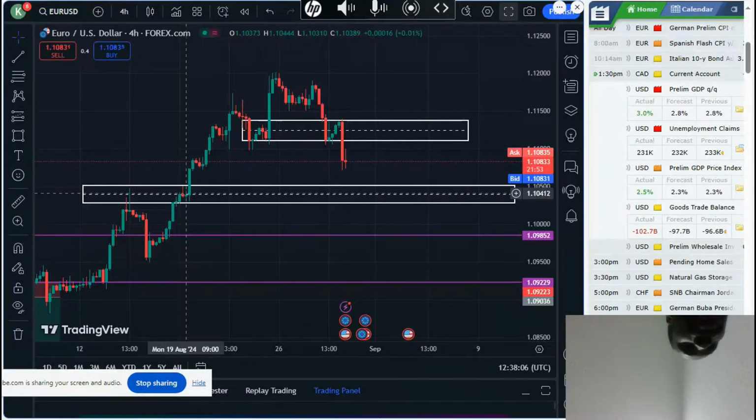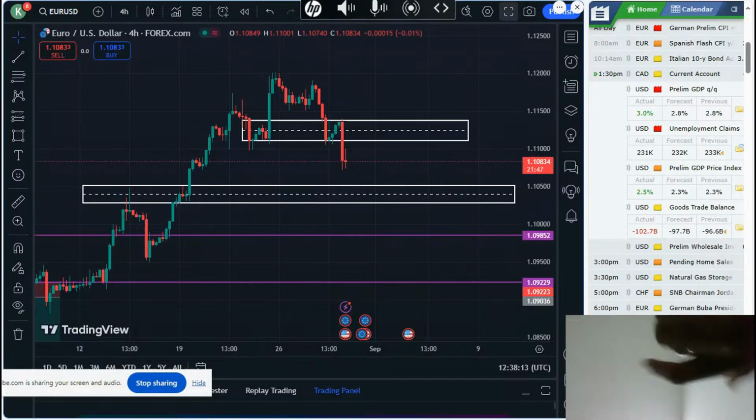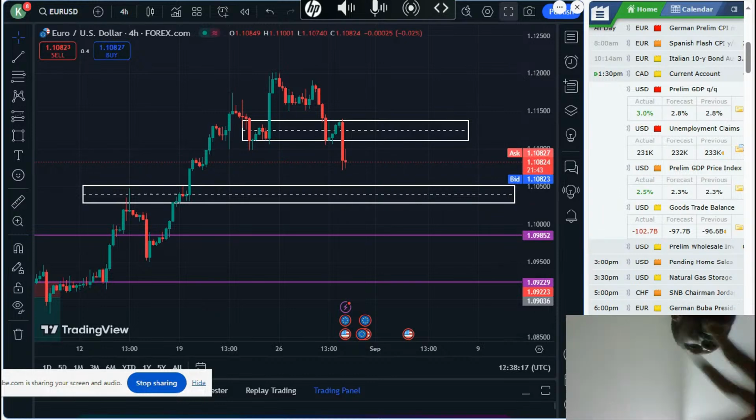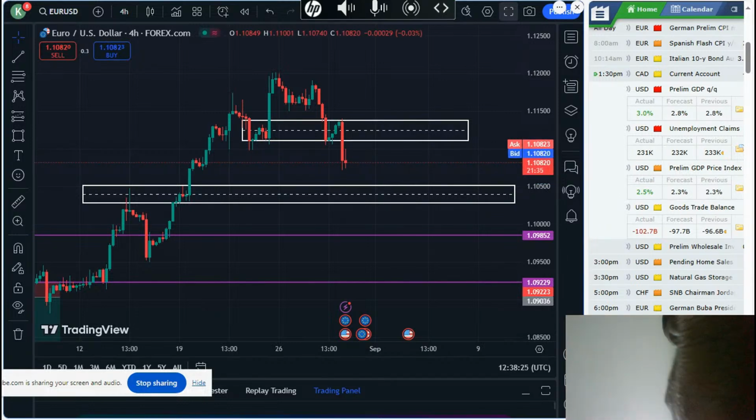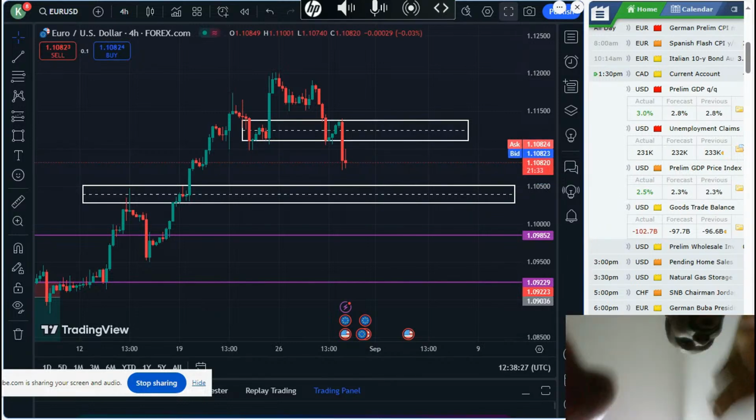Next week would actually determine whether the dollar will be weakening. Last week Friday, Powell said that the interest rates might be reduced. So that's actually going to bring a lot of weakness to the dollar.